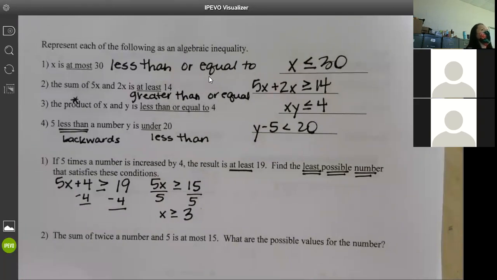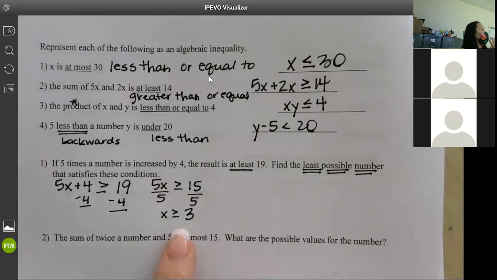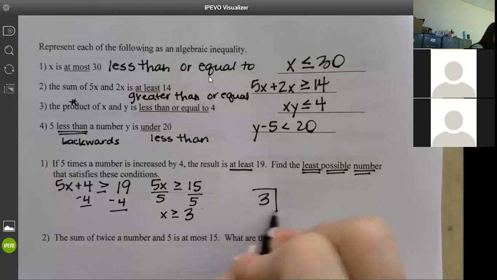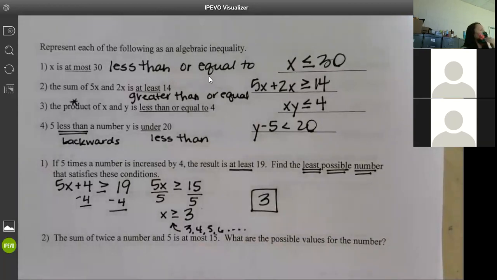All right, listen carefully. It wants the least number possible. So out of these values, give me some numbers greater than 3. 4, 5, 6, 7, all of those, right? Equal to means we can have 3. So 3, 4, 5, 6, and everything above. What's your littlest number? No. Out of this value. 3, 4, 5, 6, 7, 3. That would be your least possible number. So remember what this means is 3, 4, 5, 6, and so on. So our least has to be 3.